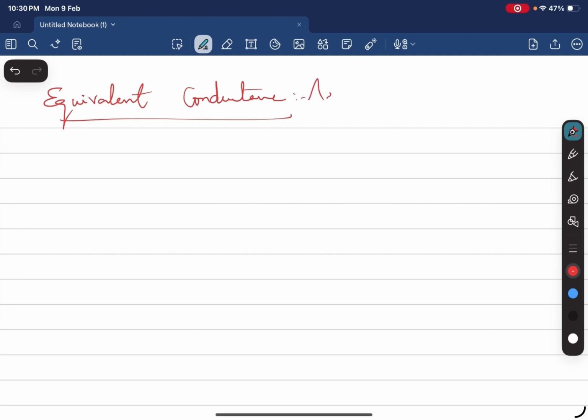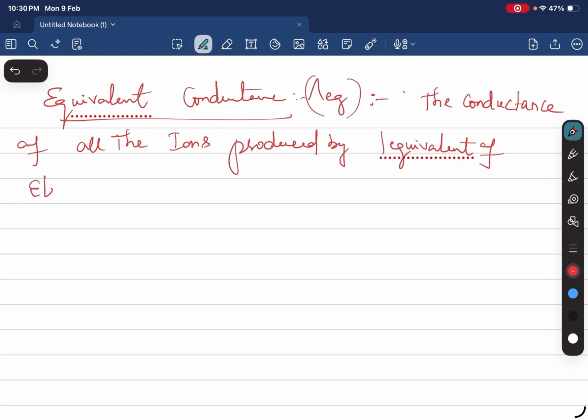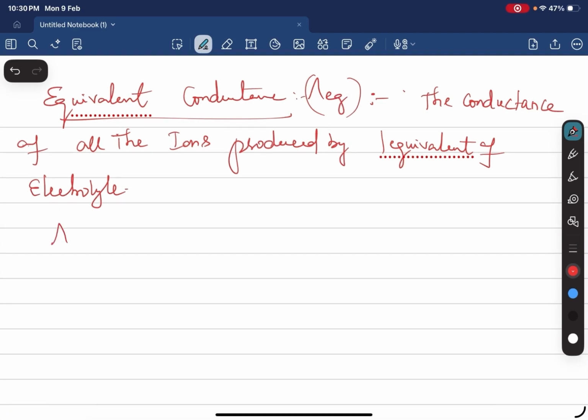This can be indicated as lambda eq. Same type of definition: the conductance of all the ions produced by one equivalent of electrolyte is called equivalent conductance. So lambda eq equals kappa into 1000 by normality.